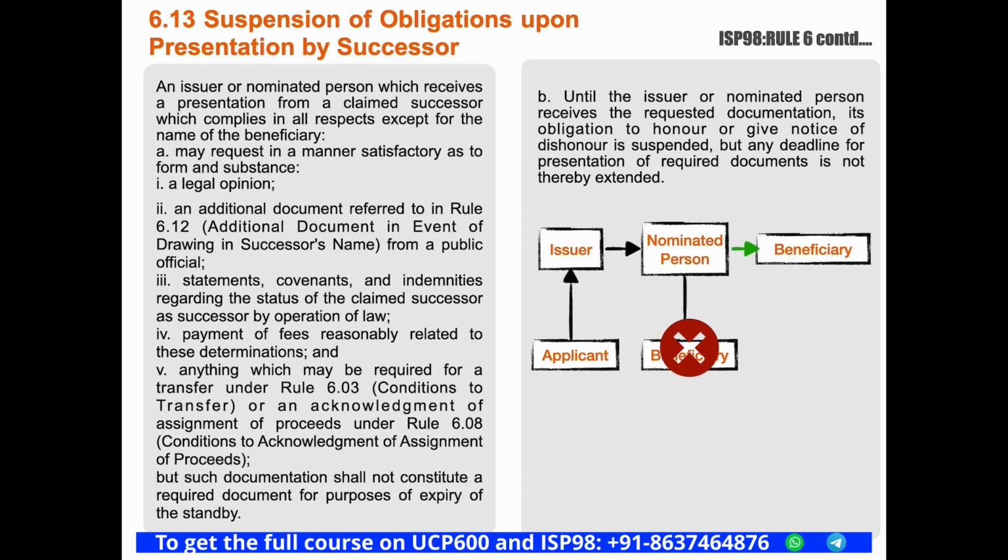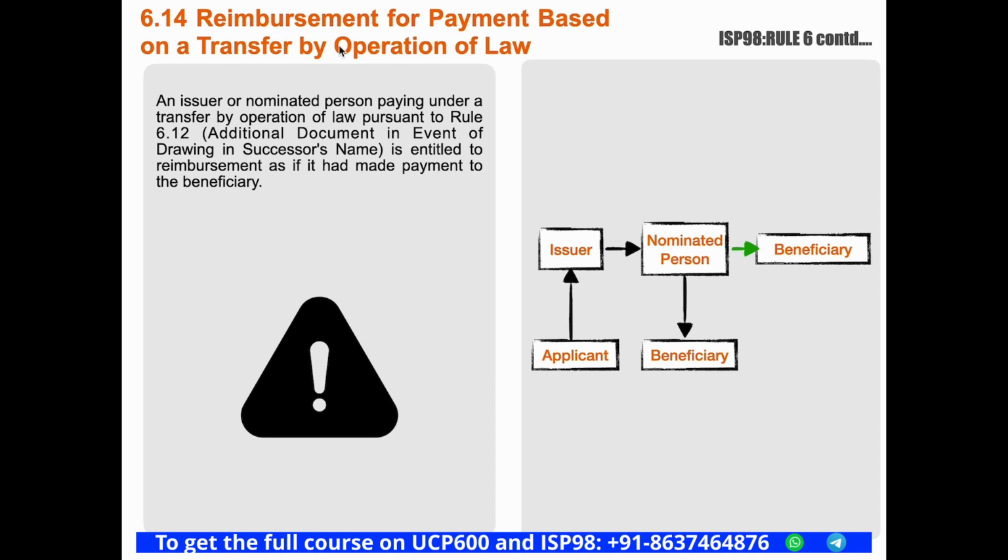So if additional documents are requested by the issuer to the successor, then until submission, the issuer is not required to honor or dishonor. But for the successor, the expiry or deadline for document submission under the standby is not extended, right? Next one is reimbursement for payment based on a transfer by operation of law. This is again the same clause in transfer, assignment and everywhere. An issuer or nominated person paying under a transfer by operation of law pursuant to Rule 6.12 is entitled to reimbursement as if it had made payment to the beneficiary. This means the issuer or the nominated person has the full right to claim reimbursement from the applicant even if made the payment to a successor as per this rule, right?